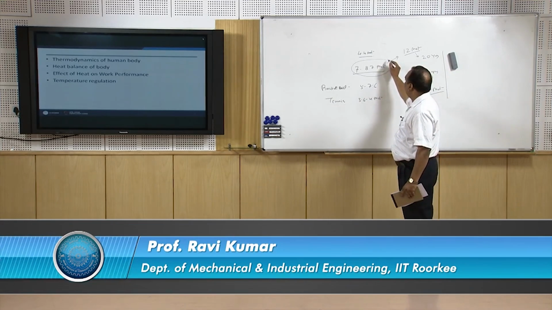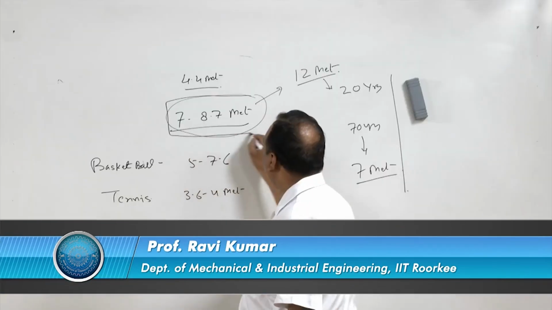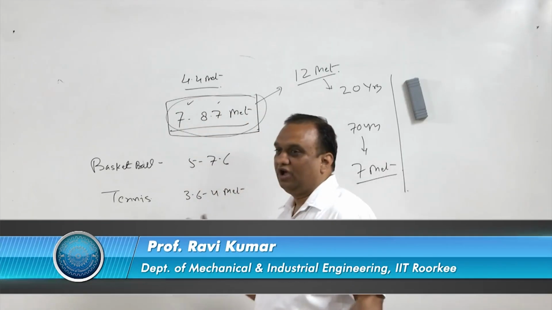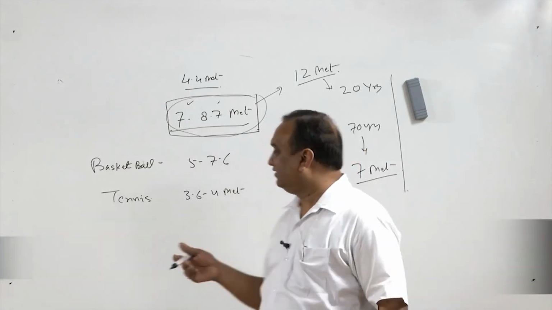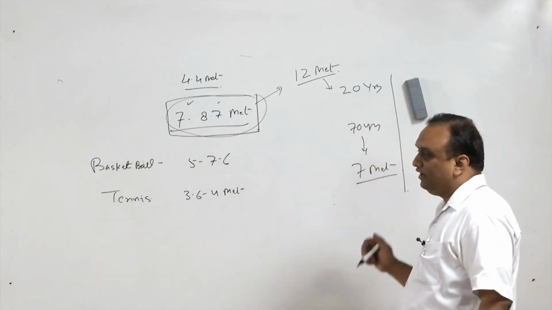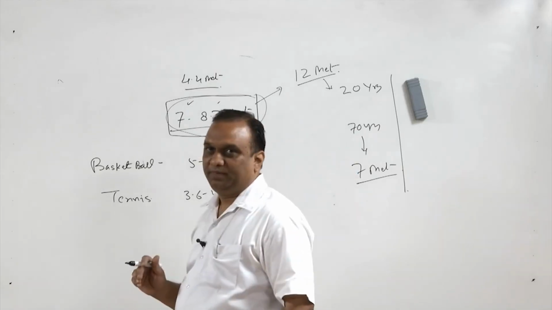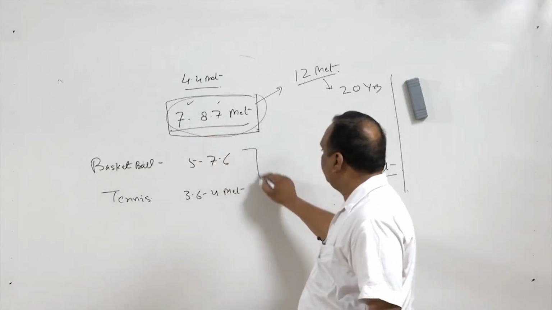Suppose I want to do air conditioning for wrestlers, so definitely I must know how much energy is liberated by the wrestlers. So these are the different energy levels liberated through different activities.